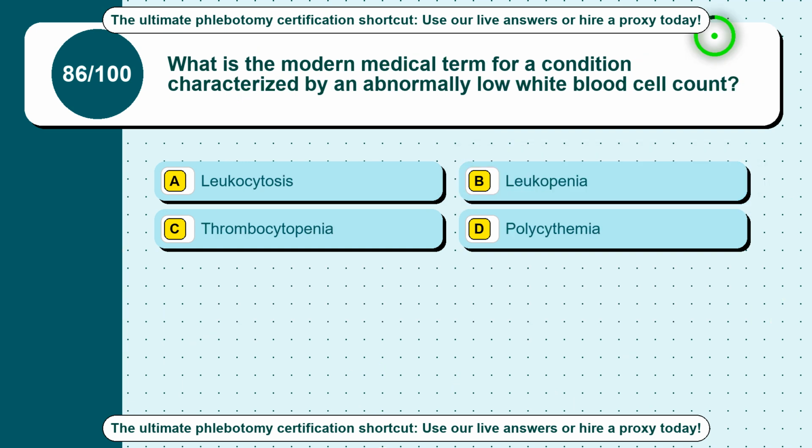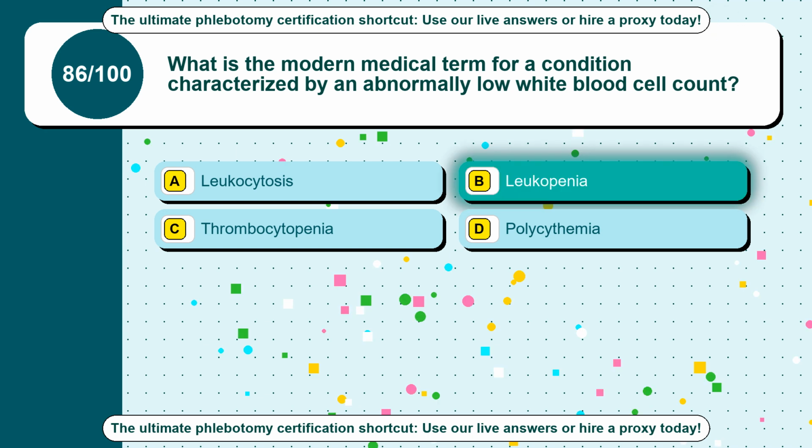Question 86. What is the modern medical term for a condition characterized by an abnormally low white blood cell count? Option A, leukocytosis. Option B, leukopenia. Option C, thrombocytopenia. Option D, polycythemia. The correct answer is option B, leukopenia.